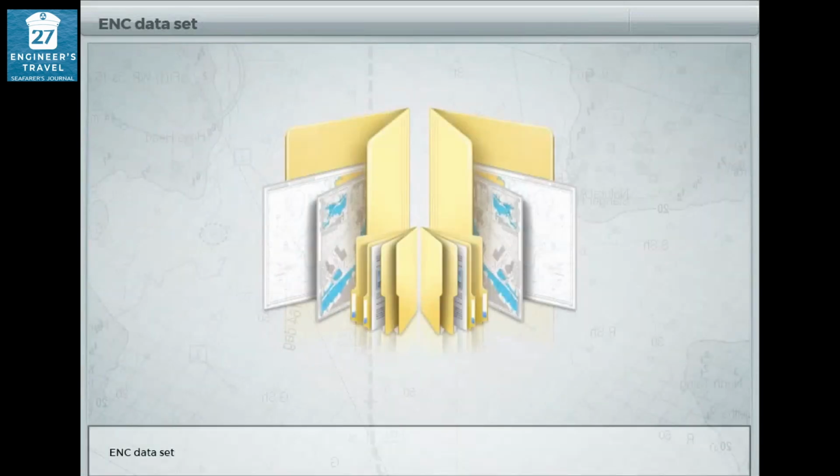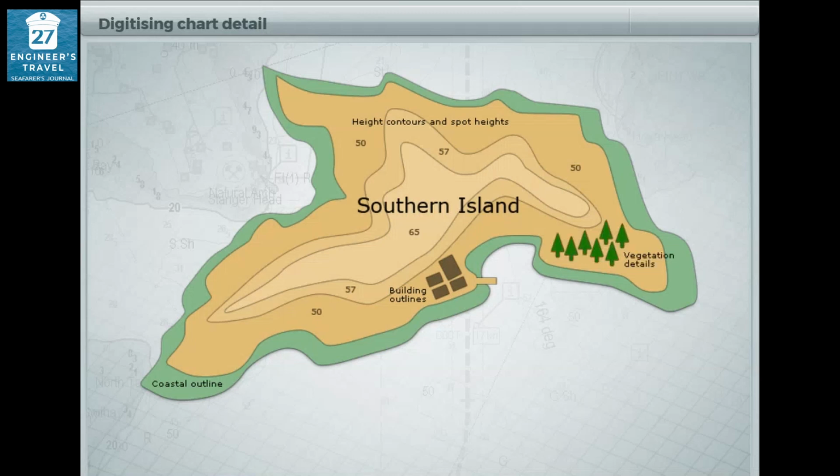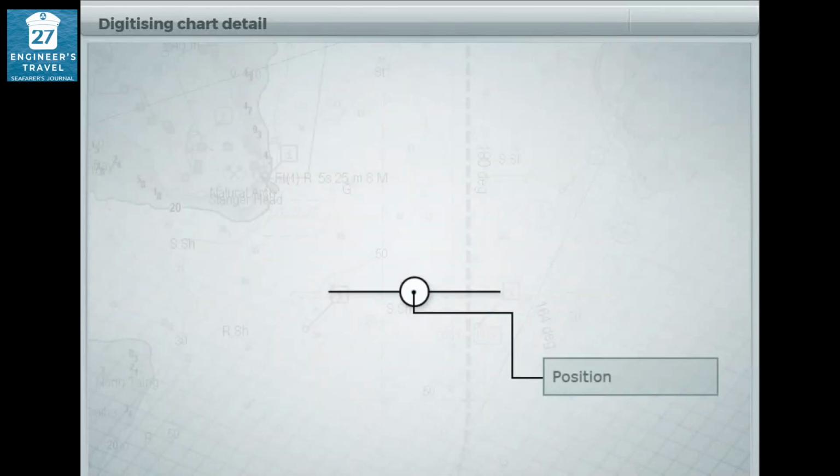The chart digitizing process creates many folders with stored information. The files, when grouped, are called an electronic navigation chart dataset. Making vector charts involves recording lots of different information. The illustration shows a small amount of what is needed to create land detail in the ENC dataset. Digitizing a buoy for a vector chart also involves lots of recorded detail.